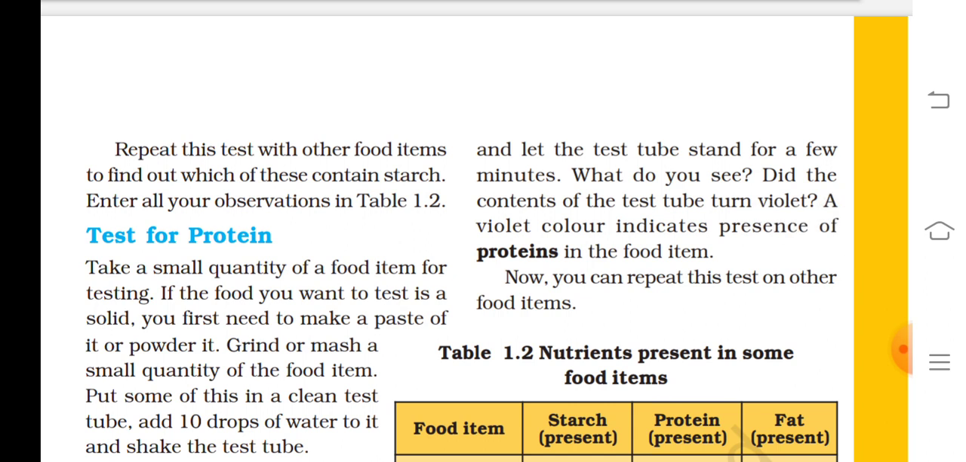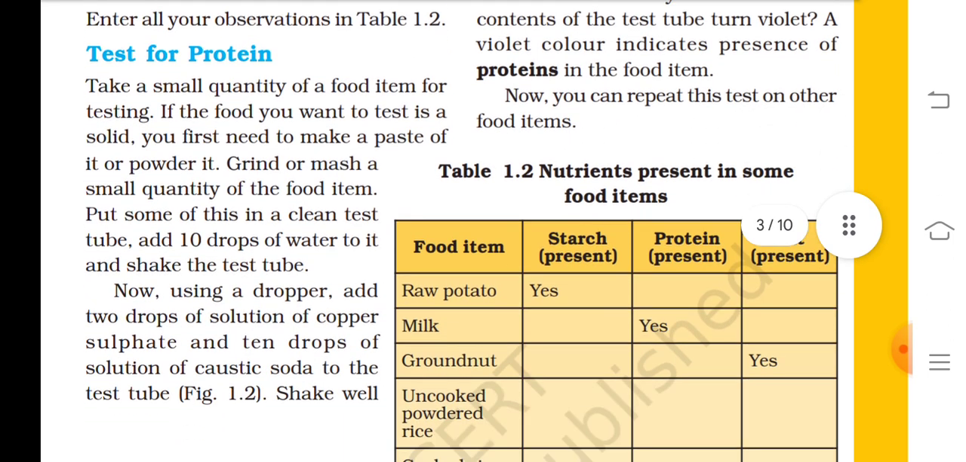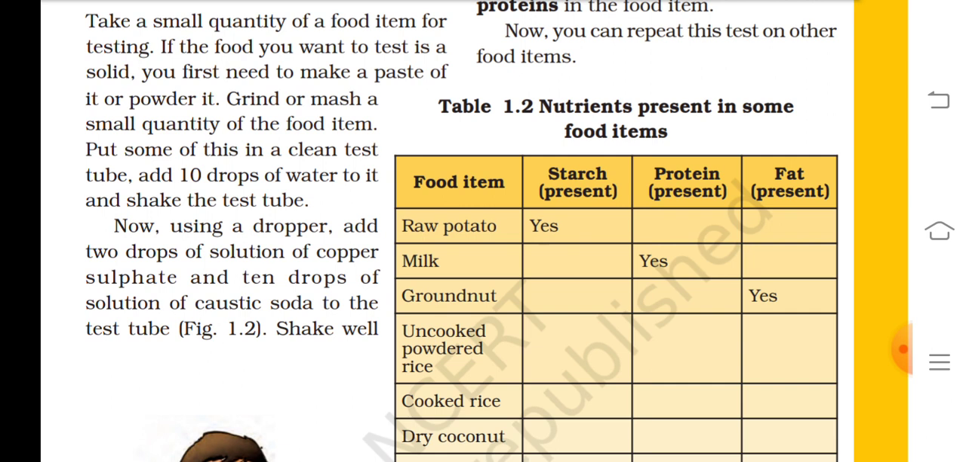Repeat this test with other food items to find out which of these contain starch. Enter all your observations in Table 1.2. Test for protein. Take a small quantity of food item for testing. If the food you want to test is a solid, you first need to make a paste or powder of it.